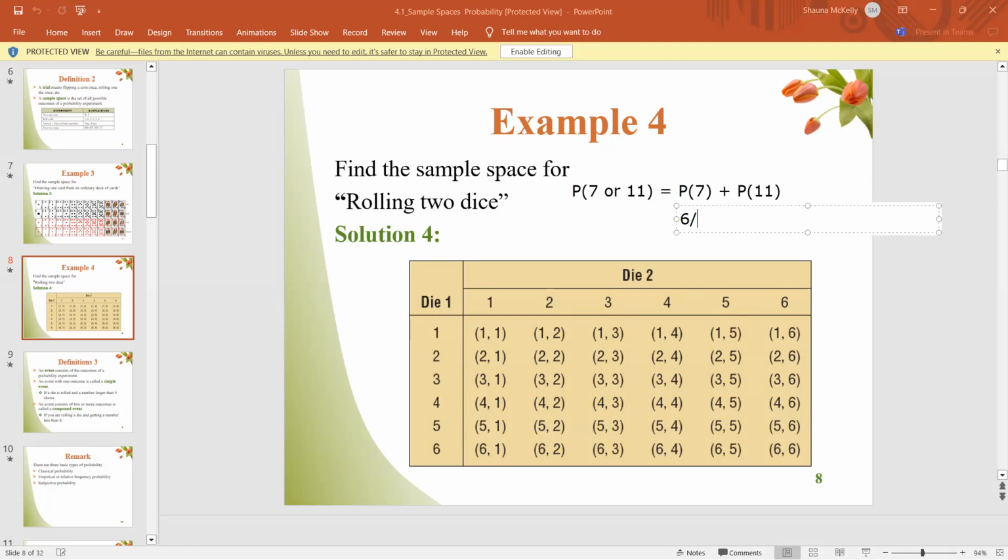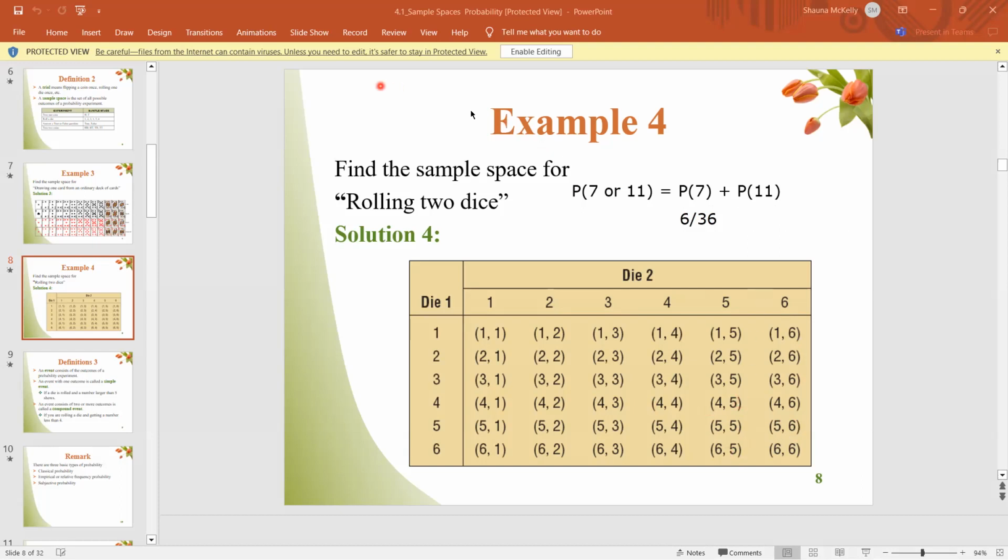How many 11s are there? How many ways to get 11? 6 plus 5, and 5 and 6. There's only 2, right? Yep. There's only this little diagonal down here.